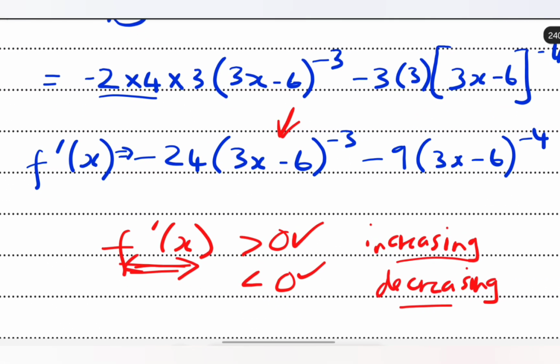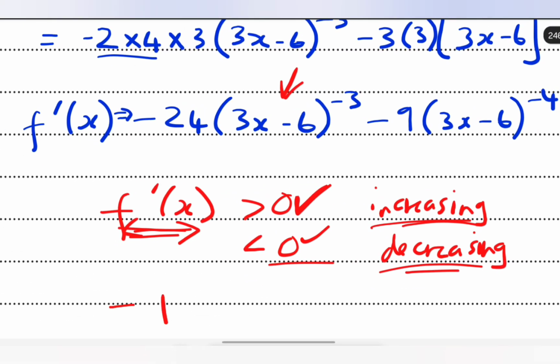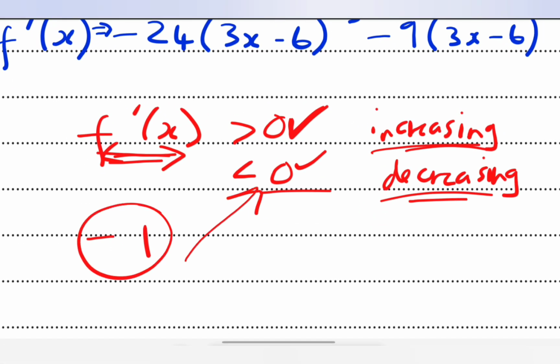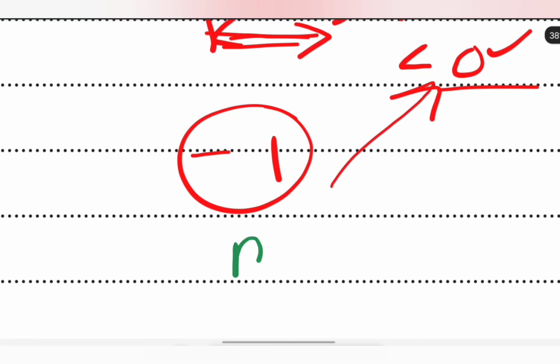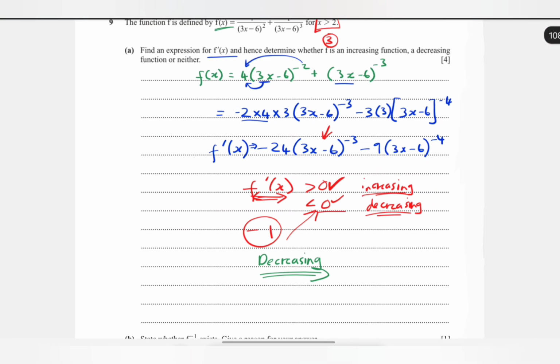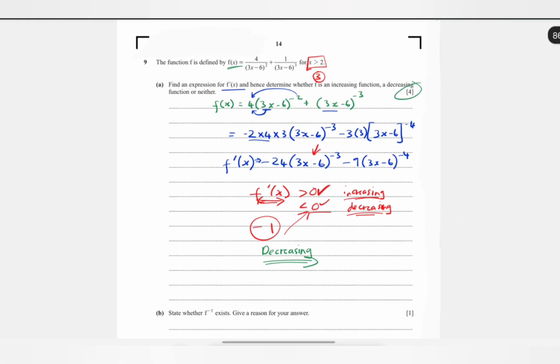And if we get a value that is greater than 0, we know it's increasing. Less than 0, we know it's decreasing. So substituting 3 there, we get minus 24. That's 3 times 3, 9, minus 6, that's 3 to the power minus 3, minus 9, 3 times 3 minus 6 to the power minus 4. And I'm getting minus 1. And as you can see, minus 1 is less than 0. So we can safely say this is a decreasing function. Then we get our 4 marks for 9 part A.